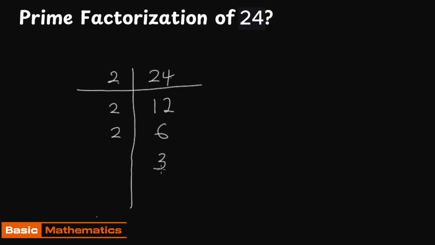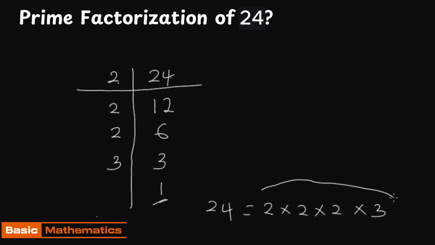Now, 2 can no longer divide 3, so we use 3. 3 divided by 3 is 1. So that is the last step. Therefore, the prime factorization for 24 is 2 times 2 times 2 times 3. That gives us 24.